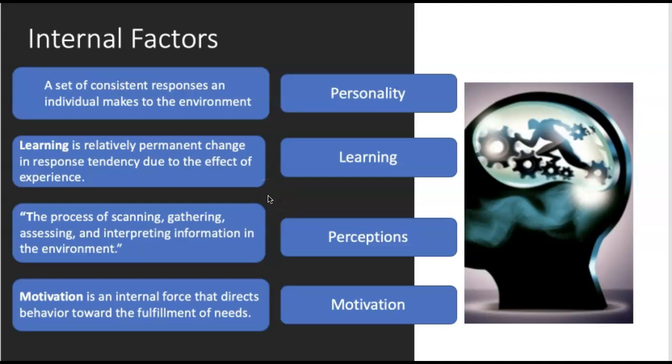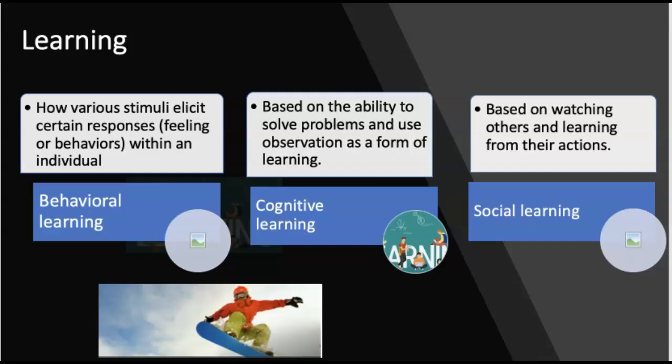Learning is a relatively permanent change in responding tendency due to the impact of experiences. So this is about learning. We have three types of learning experience, or three types of learners. We all learn things, right? So there are three types of learners. One type of learner is called behavior learning. Behavior learning is basically that we look at how other people do things and we try things on to figure out whether we like it or not.